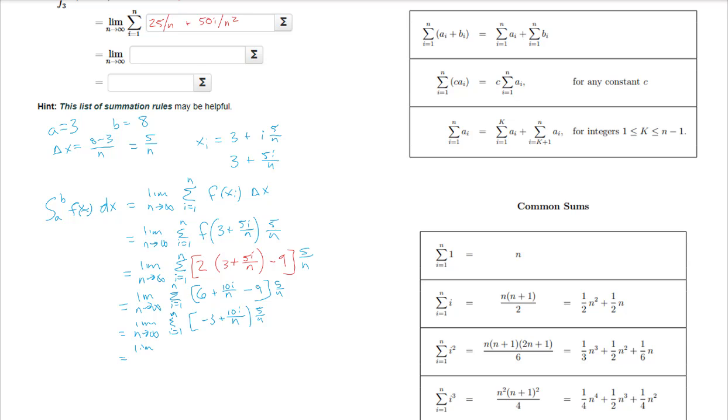And we're going to need to distribute that 5 over n. When we do that, we end up with negative 15 over n plus 50i over n squared. Okay, and that is exactly what we're going to put in there for part A. It's negative 15 over n plus 50i over n squared.